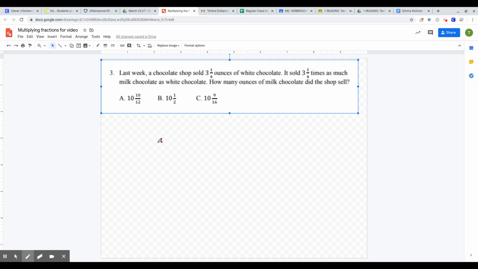Let's look at question 3. Last week, a chocolate shop sold 3 1/4 ounces of white chocolate. It sold 3 1/4 times as much milk chocolate as white chocolate. How many ounces of milk chocolate did the shop sell? Well, this one again makes it super easy because it uses the word times. 3 1/4 times the milk chocolate as white chocolate. Well, we see right here 3 1/4 again for white chocolate.